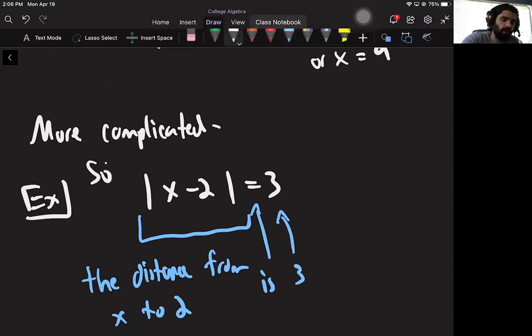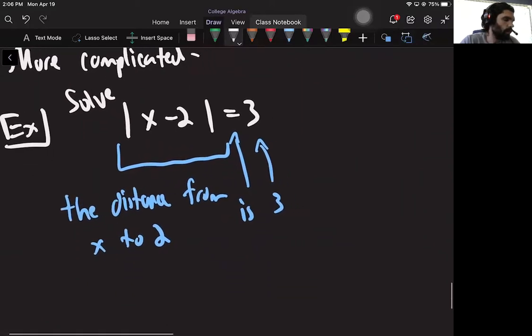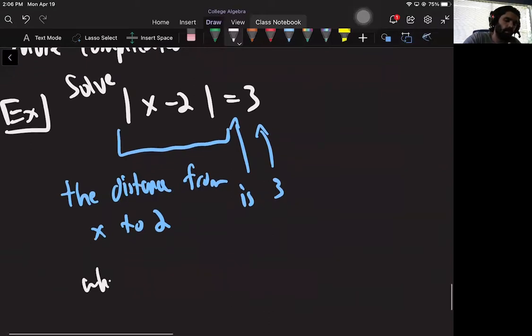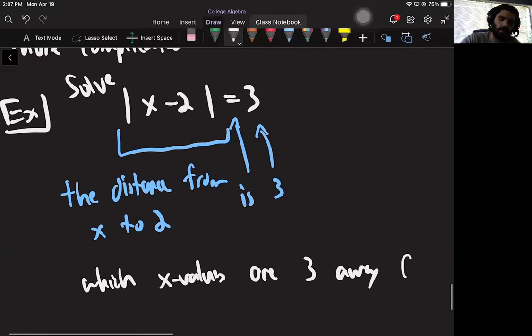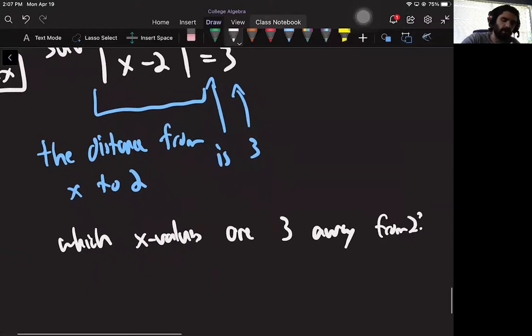So if I want to solve it, what I'm really saying is I want to find the values of x whose distance from 2 is 3. So let's think about that. It sort of sounds like a mouthful. Which x values are like this? Which x values are 3 away from 2? So that's how to think about it in words. But let's just write that down in a picture. So 3 away from 2 is what I'm looking for.